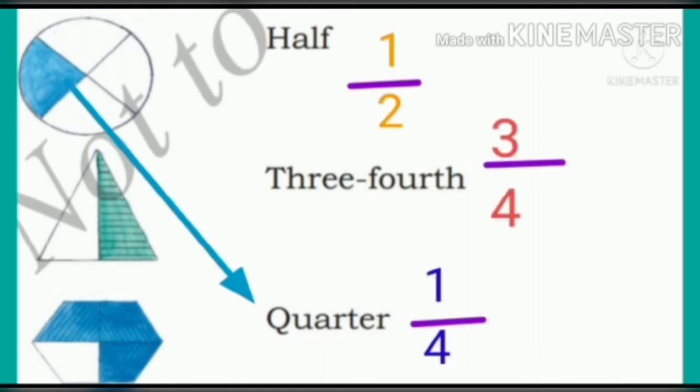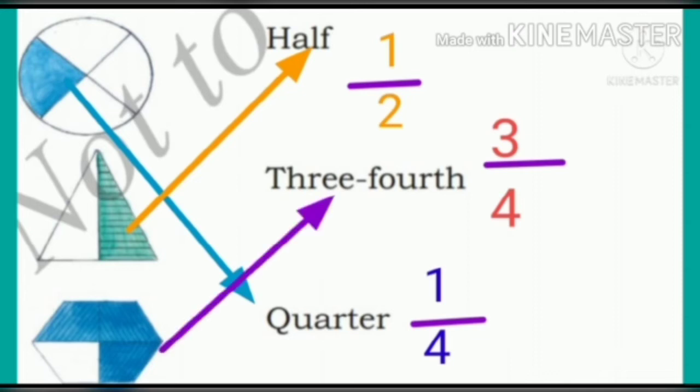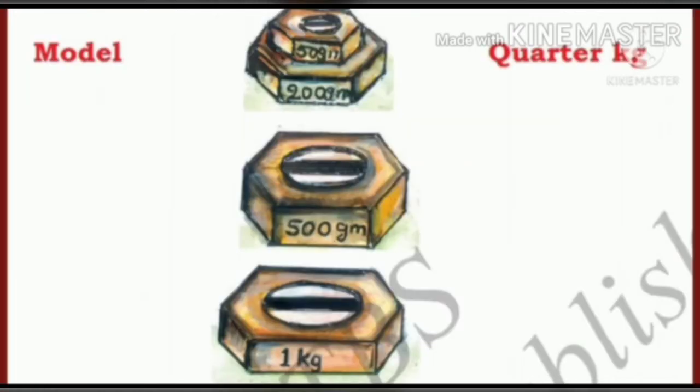And the second picture is divided into 2 equal parts and one part is shaded. So the fraction form is half. So match it with half. Now third picture. Observe, here also it is divided into 4 equal parts and 3 parts are shaded. So the fraction form is 3/4. So match it with 3/4.